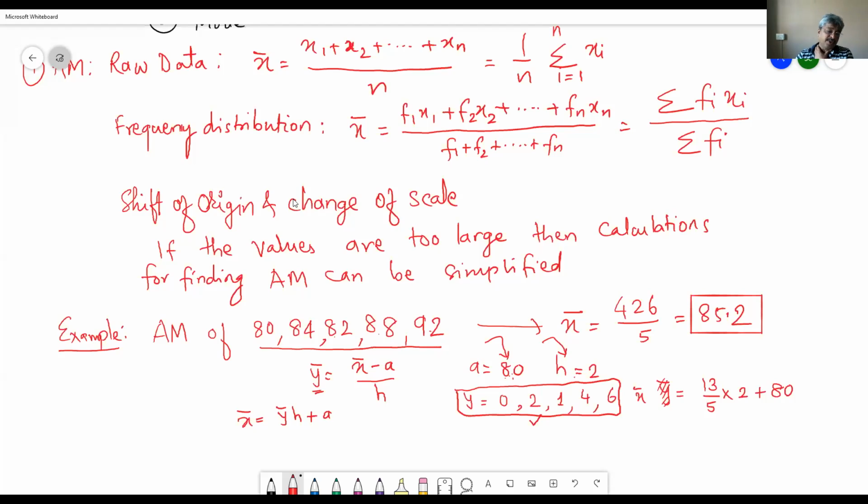So if A is equal to 80, you need to deal with only 0, 2, 1, 4 and 6, for A equal to 80 and H equal to 2. You find out the average of these. It is 13 upon 5. Your H was 2, therefore 13 upon 5 into 2 is the average of the differences that you have found out, and if you add it to A, you get the x bar.